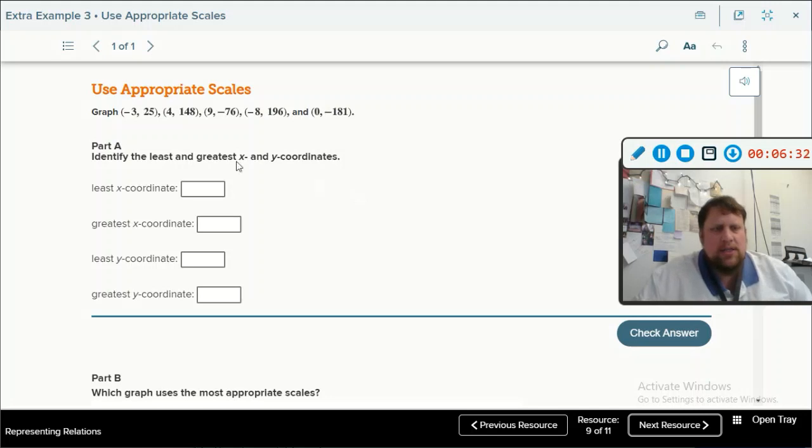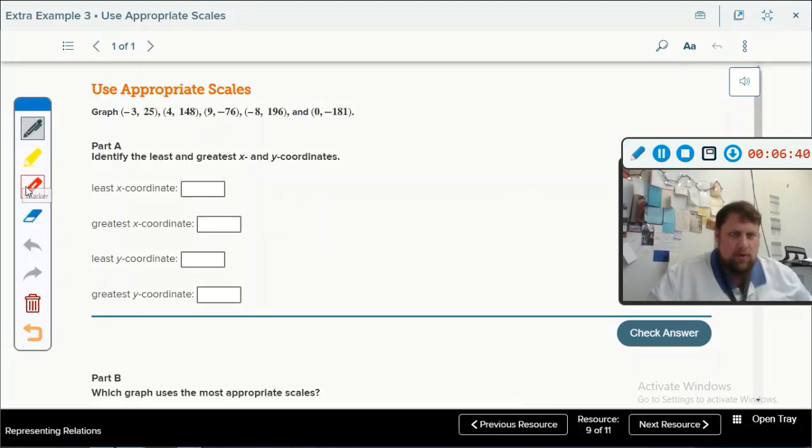All right, so let's look at our x coordinates. Remember, our x coordinates are just the first coordinates on each one. So what are my x coordinates? They are going to be negative 3, 4, 9, negative 8, and 0. Now, out of all of those, which one is the least? Which one is the smallest or most negative? We'll see we have negative 3 is smaller than 4, smaller than 9. Oh, but negative 8 is even smaller, and negative 8 is smaller than 0. So our least x coordinate is going to be negative 8.